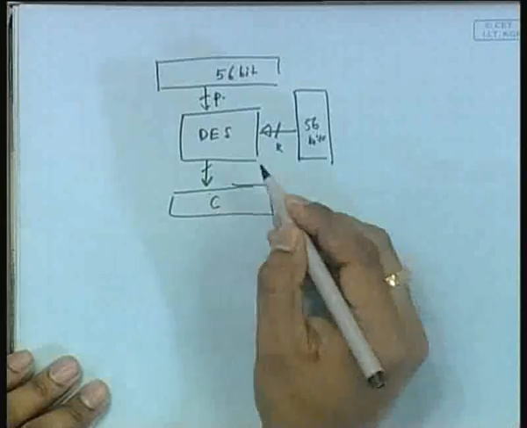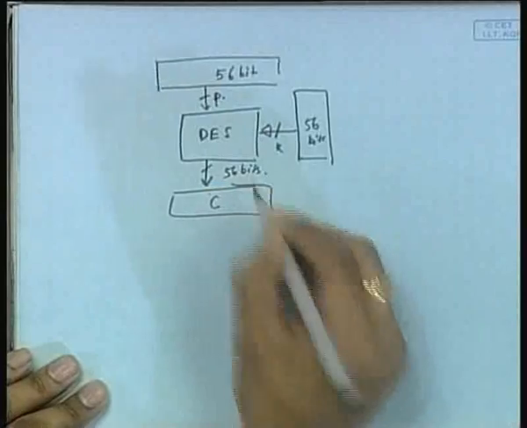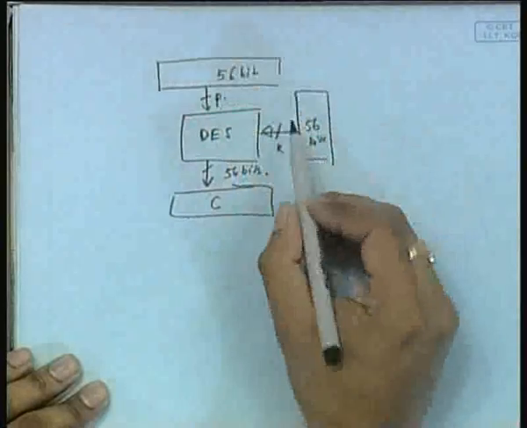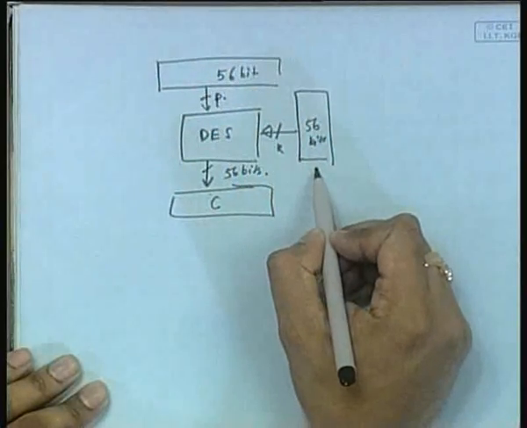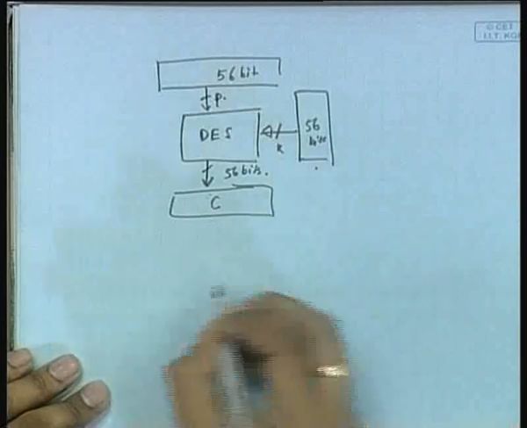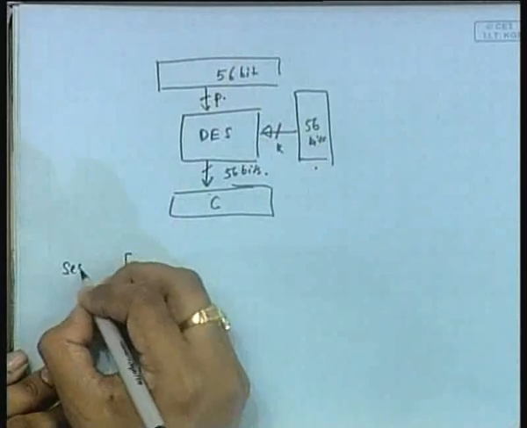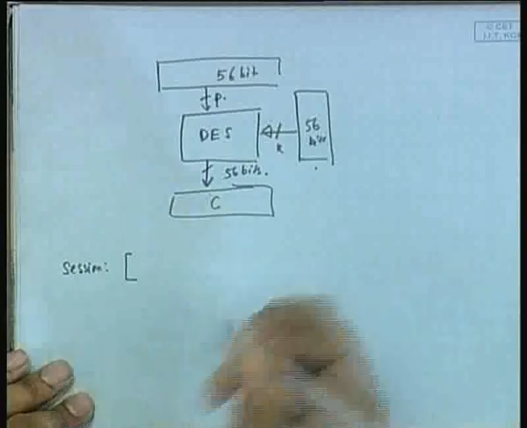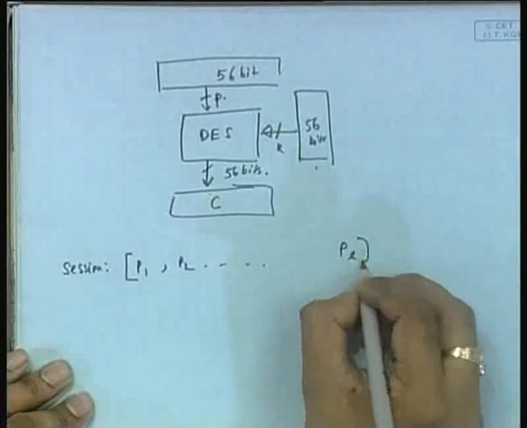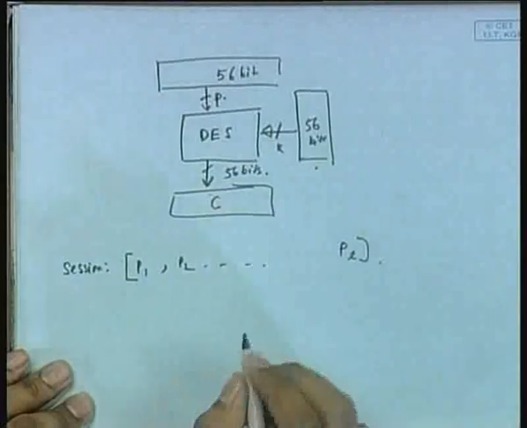Imagine the ciphertext size is still 56 bits. Now, if for each plain text you choose a key at random, then you would still obtain a perfectly secured cipher. But instead, what you do is that for a session, you transfer say P1, P2, and maybe PL, such plain texts, and all of them you encrypt by a single key.